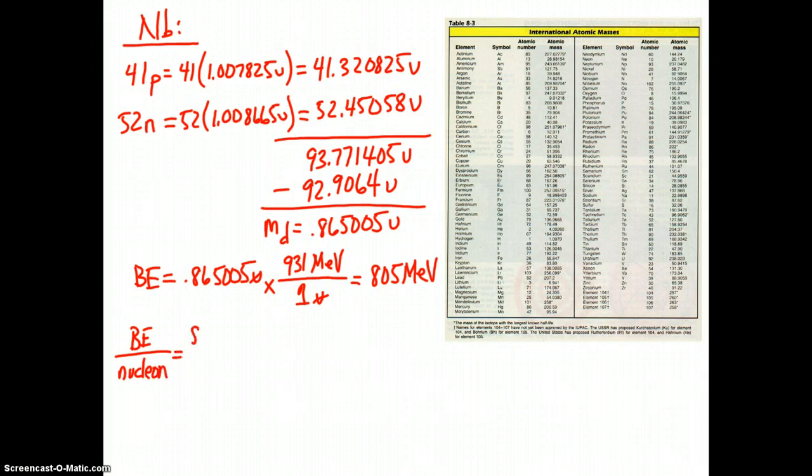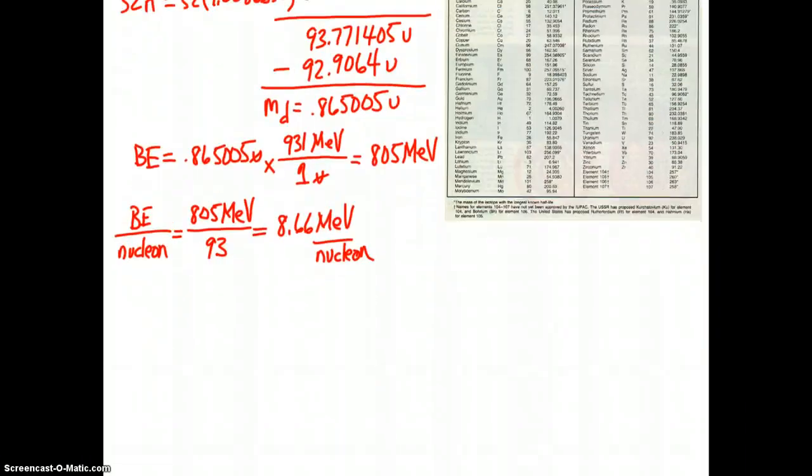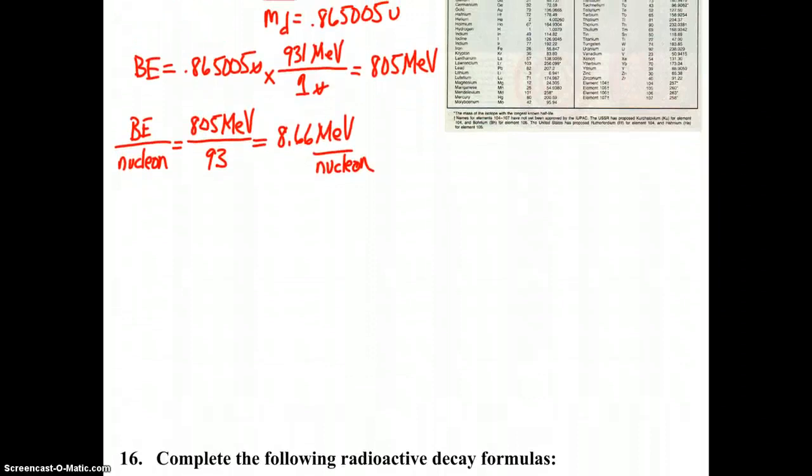One step further now, we want the binding energy per nucleon. We take the binding energy of 805 MeV, divide by the total number of nucleons, which in this case is the mass number, 93. And dividing, that gives us 8.66 MeV per nucleon. All right, so that's our first answer for Nb. We now are asked to also do this for gold. So we'll do it again for Au.